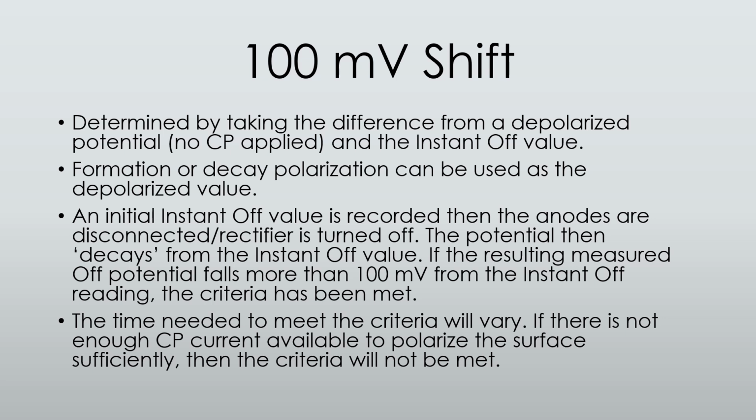So the time needed to meet this criteria will vary per structure. If there's not enough CP polarizing the surface, then we will not meet this 100 millivolt shift criteria. Typically, I'll apply this for systems that are at end of life, where you do not have a full availability of current to meet that negative 850. It's like in the previous slide where we saw a negative 709 millivolts. You may see negative 709 and the tank depolarized value may be at negative 500. So then we'd still be at 200 millivolts difference, and we'd still be able to meet that criteria.